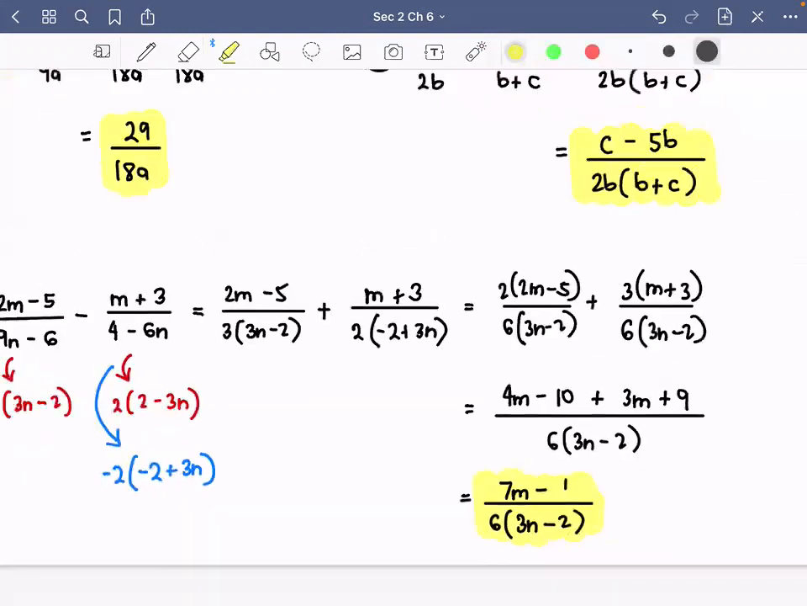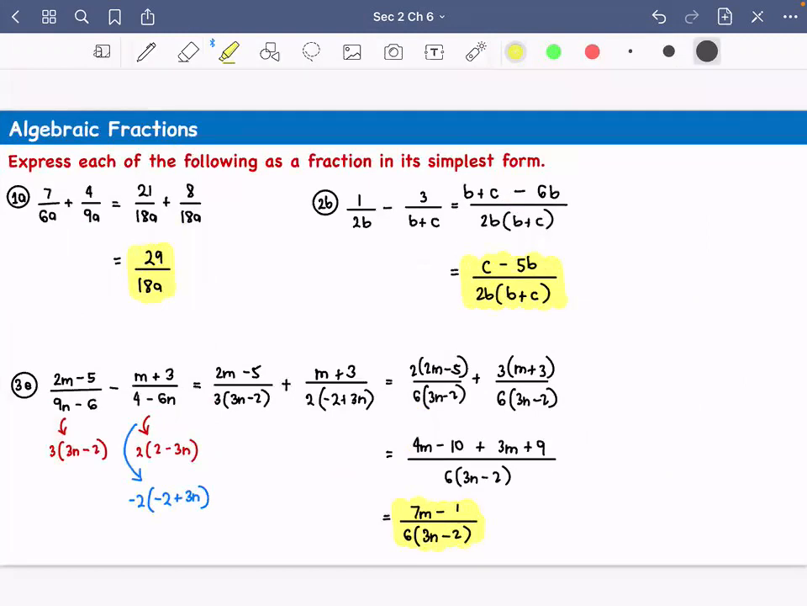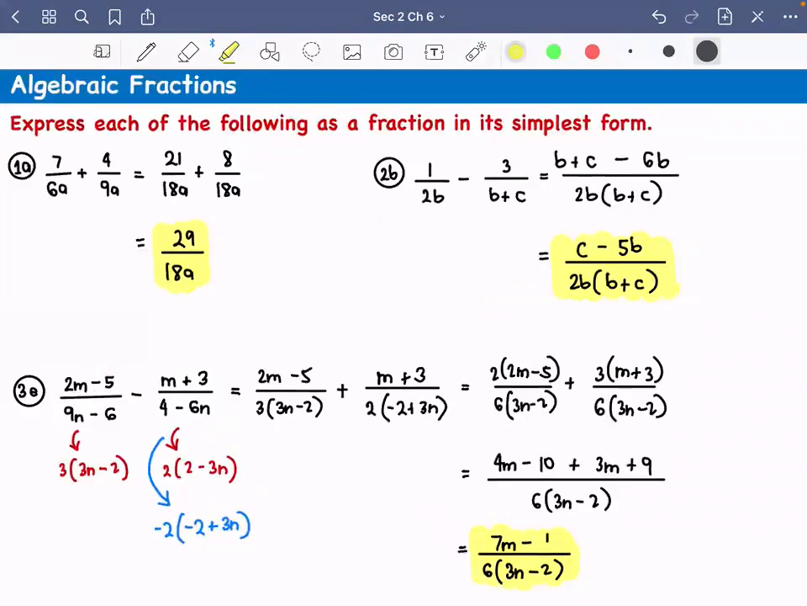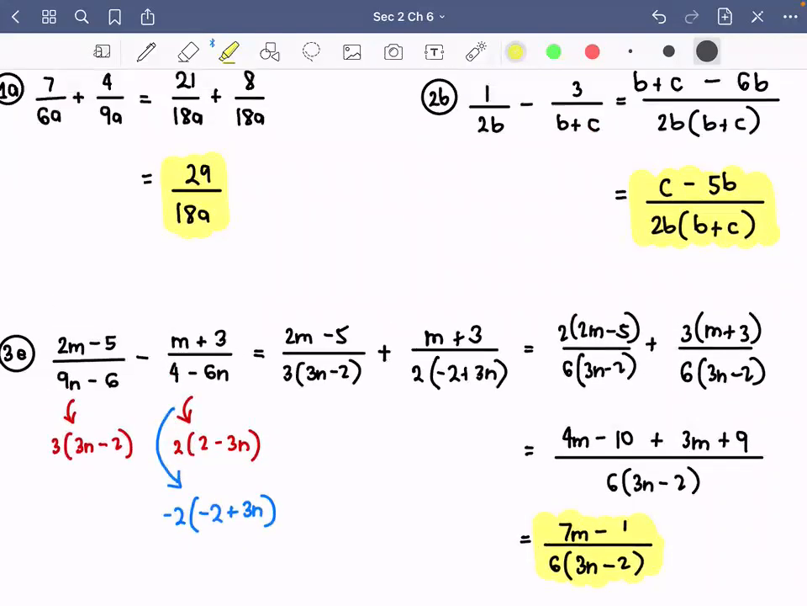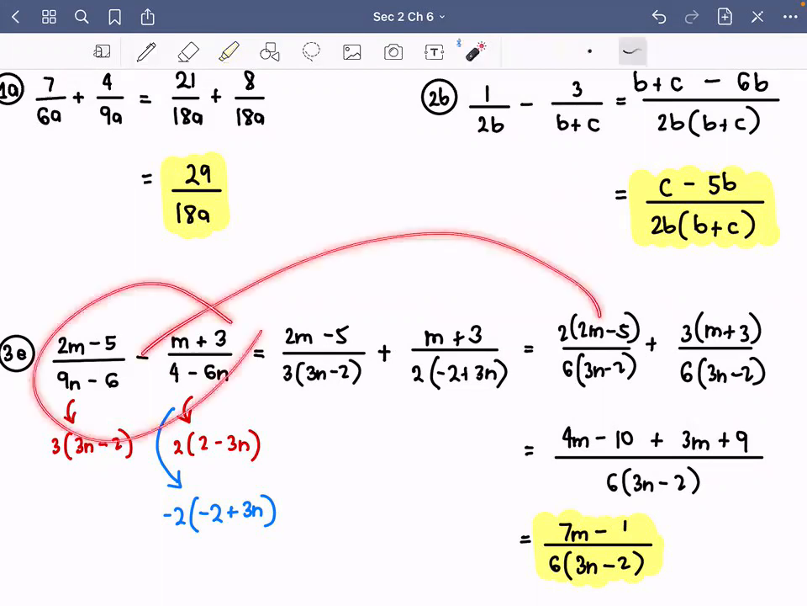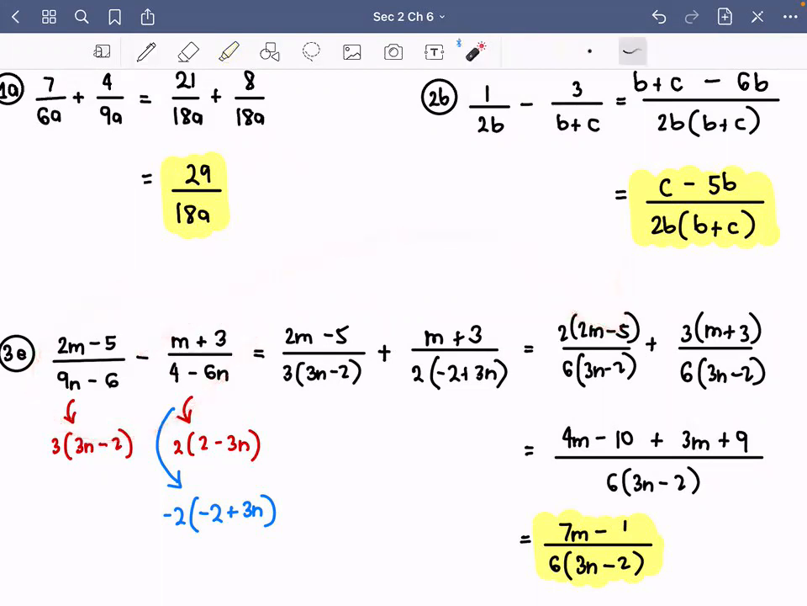Do you have any questions, class, for number 3? Hmm? Sec 2? No questions? Okay. I know it's a bit long, and you can just skip this part. I know you guys are good at this, but I'm just trying to show each step for the final answer.